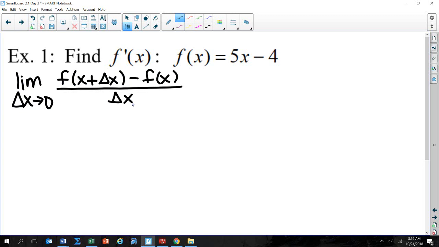So I'm going to look at these in chunks. First of all, I need to know what this chunk means. What does it mean if I'm finding f of, I'm going to write it over here, f of x plus delta x?